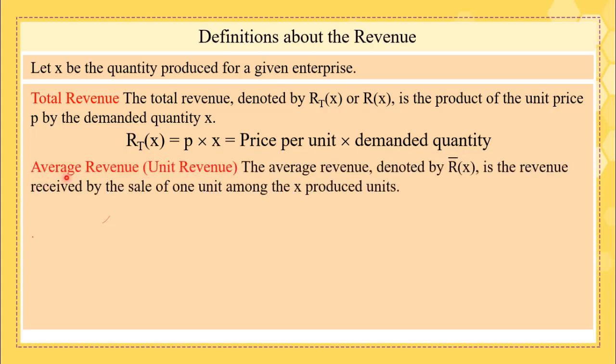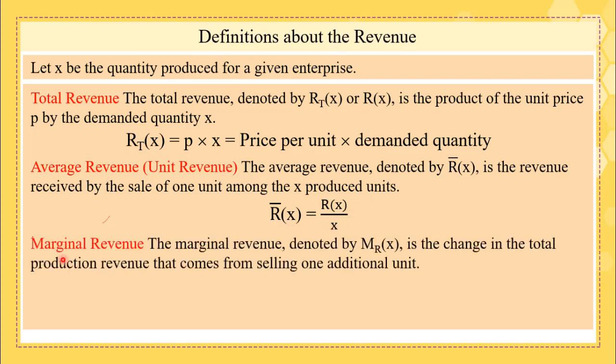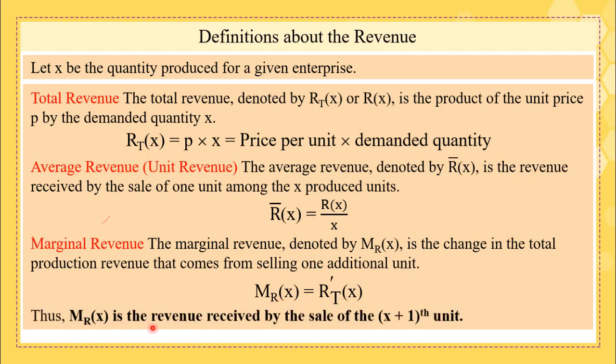Average revenue or unit revenue. The average revenue, denoted by R bar of X, is the revenue received by the sale of one unit among the X produced units. The rule of average revenue is R bar of X equals R of X over X. Finally, marginal revenue. The marginal revenue, denoted by MR of X, is the change in the total production revenue that comes from selling one additional unit. The rule of marginal revenue is MR of X equals the derivative of the total revenue RT of X. Thus, MR of X is the revenue received by the sale of the X plus 1th unit.